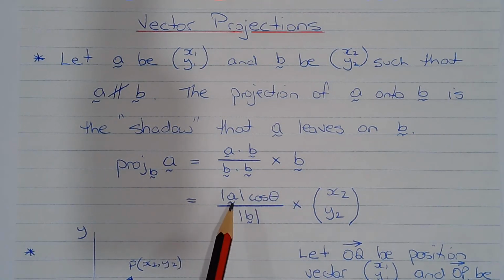which is equal to the magnitude of vector A multiplied by cos theta, where theta is the angle between vectors A and B, the non-reflex angle that is, over the magnitude of vector B, multiplied by (x2, y2), which is vector B in component form.